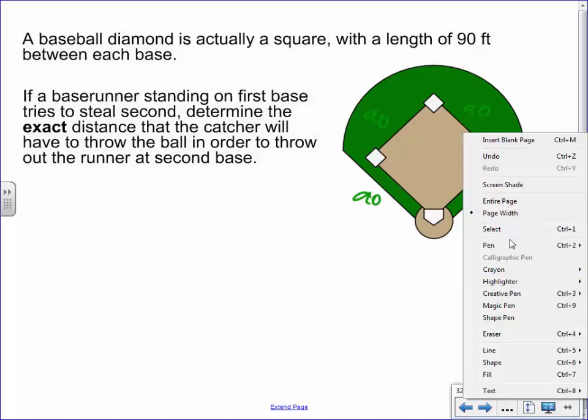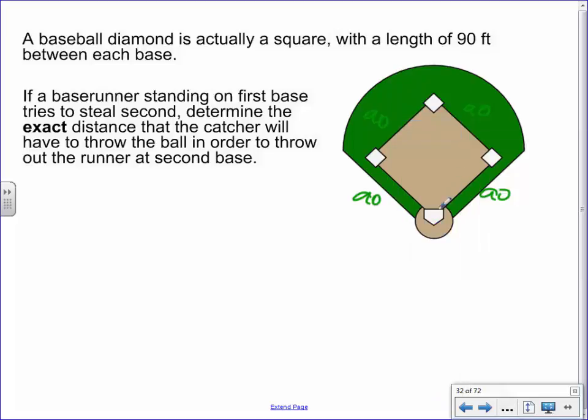And here's what's going to happen. You're going to throw from home plate to second base. Basically, the guy's going to try to steal second. You're going to try to throw him out. And hopefully you guys can visualize there's a triangle in there. See that?